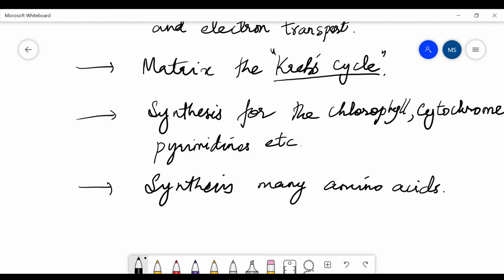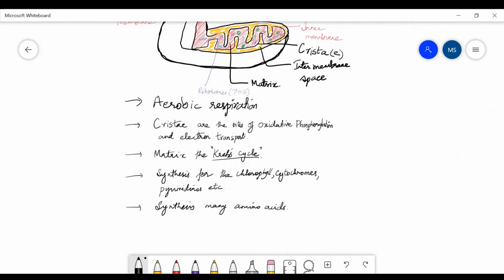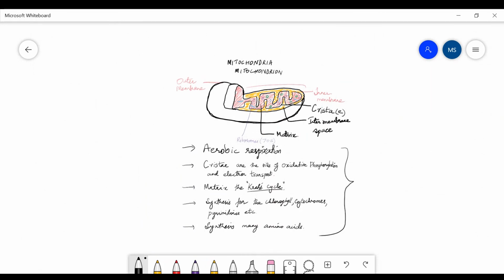So there we go. We have the structure of mitochondria and all these functions. These are the major functions. The most major function is to synthesize ATP molecules, and with these molecules we are able to get the energy, and so we are able to perform all the major activities. That is the reason why mitochondria is known as the powerhouse of the cell.